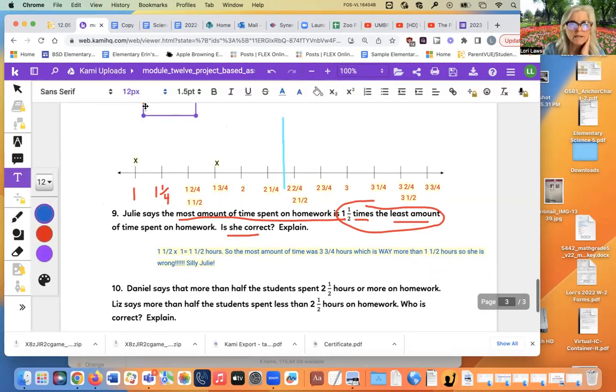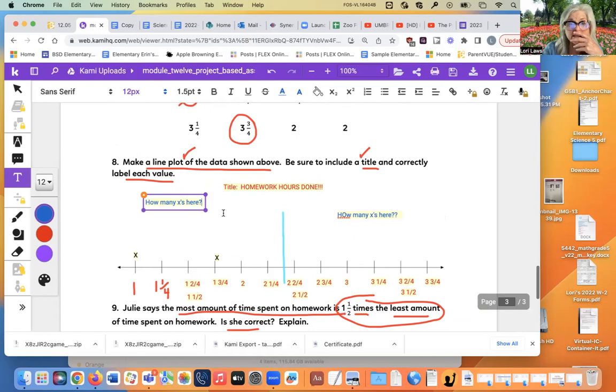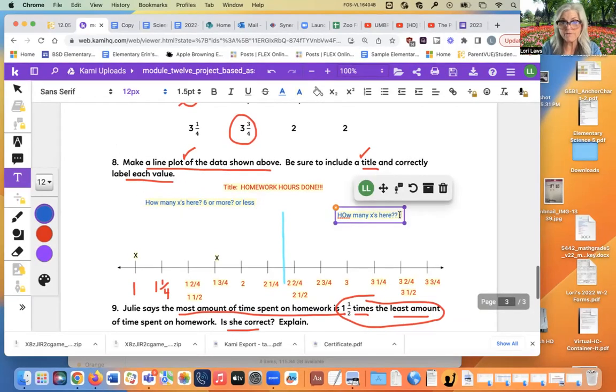How many kids here? How many X's, right? Is the big mystery. How many X's here? How many X's here? So the big question is, do we have 6 or more kids on this side or on this side? 6 or more or less? Because we want to know if half the kids, 6 or more or less. That's the big question here.